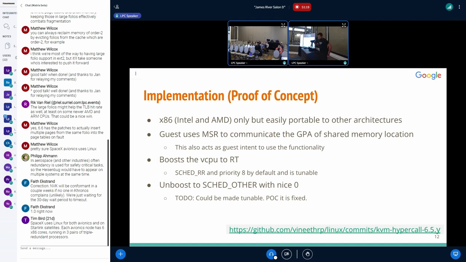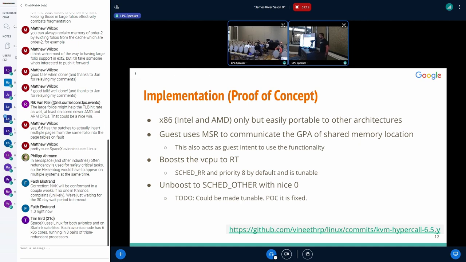Thanks, Vineeth. Just for anybody who came late, the problem that we're trying to solve is that if you have something latency sensitive inside a guest and we're not aware of that in the host, then we might not be able to do scheduling properly. Continuing what Vineeth was saying, I'll go into a little bit of the implementation. Our proof of concept currently is only for x86, but it's portable to other architectures. We're about to post an RFC to the mailing list. We've been working on this for 8 months or so now.